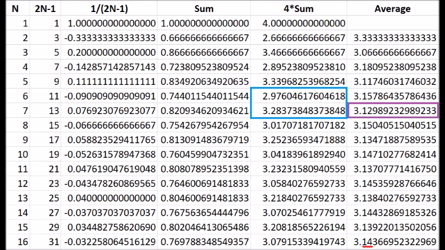Numerically, that's exactly what I've done here. The number boxed in purple is the average of the numbers boxed in blue. Every other number in the last column is calculated in a similar manner. After 16 terms, n equals 16, we have converged to 3.14, with rounding of course. Already this is much better.